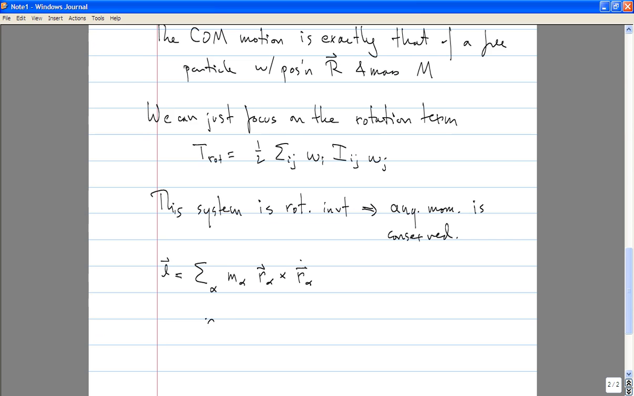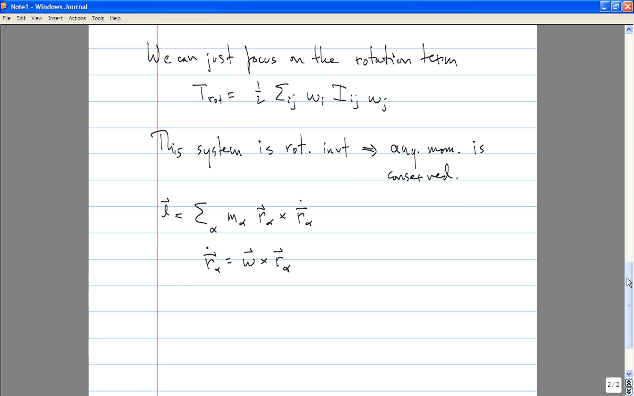So what is r alpha dot? Well, this is what we did yesterday. r alpha dot is omega cross r alpha, because the system is undergoing some rotation parameterized by the angular velocity vector omega. So the angular momentum is the sum over alpha, m alpha, r alpha cross omega cross r alpha. Is that clear? Any questions on that?